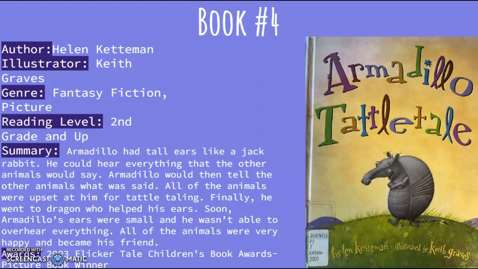So finally, all the animals were so fed up that they brought him to Dragon, and Dragon helped Armadillo's ears to become small, and he wasn't able to overhear everything. And then the animals were happy and became his friend. And this was awarded the 2003 Flicker Tale Children's Book Award for the picture book winner.